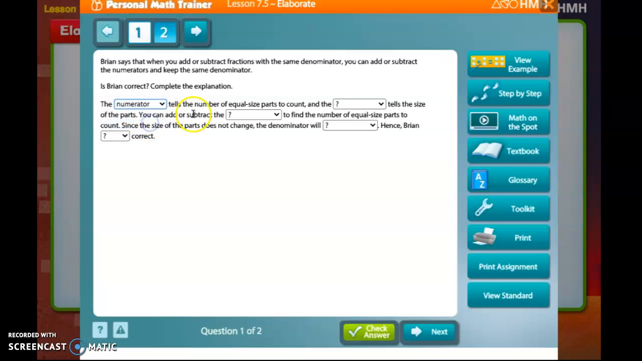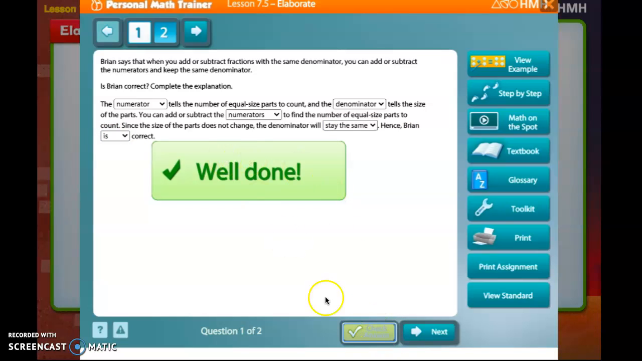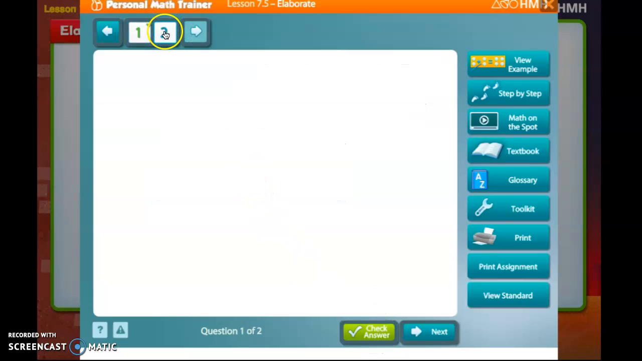The numerator tells the number of equal sized parts to the count. And the denominator, which is the bottom, tells the size of the parts. We know that we can add and subtract the numerator if the denominator is the same, so I'm going to click numerator, to find the number of equal sized parts to the count. Since the size of the parts do not change, the denominator will always stay the same. Hence, Brian is correct. We're going to click check answer. Well done. Now we're ready to move on to the next question, number 2.